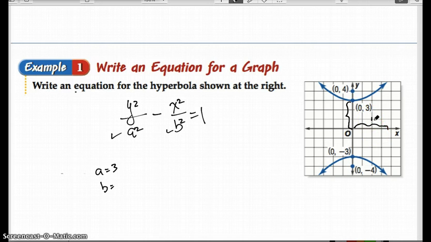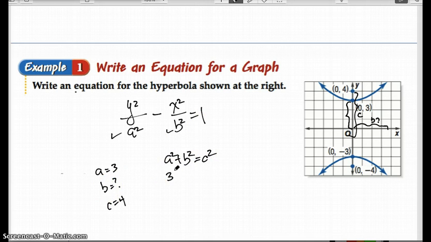The next thing I'm going to do is calculate C. C is the distance from the center to one focus. Even though I don't know B, C is equal to 4. Now what did we say? We said this really matches the Pythagorean theorem: A squared plus B squared equals C squared. So I'm going to use this to find B.